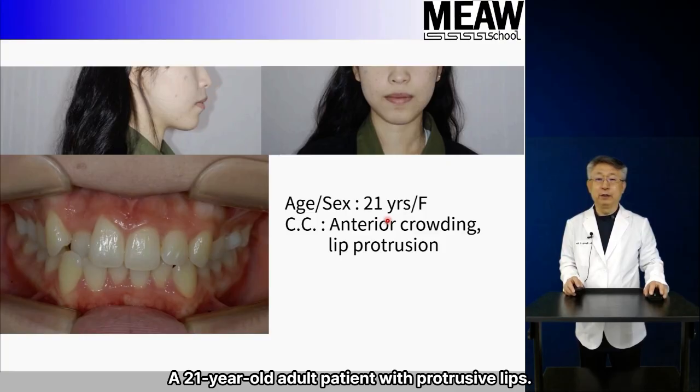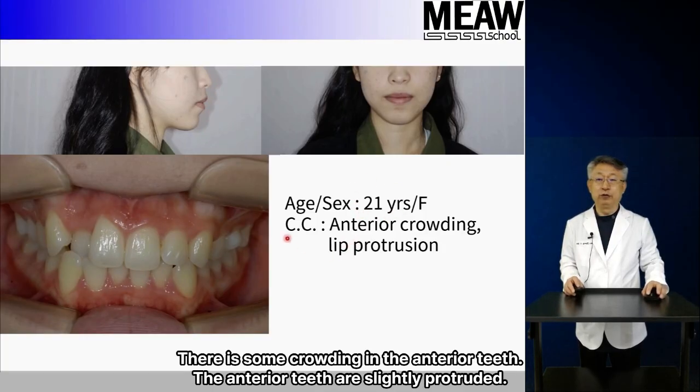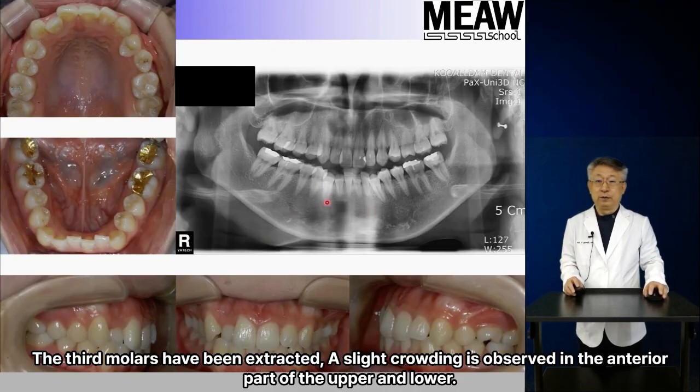A 21-year-old adult patient with protrusive lips. There is some crowding in the anterior teeth. The anterior teeth are slightly protruded. The third molars have been extracted. A slight crowding is observed in the anterior part of the upper and lower.